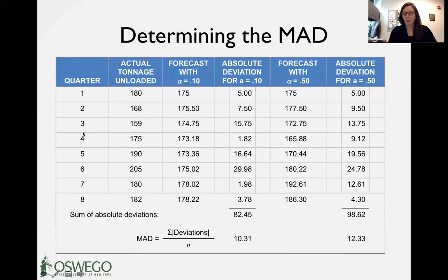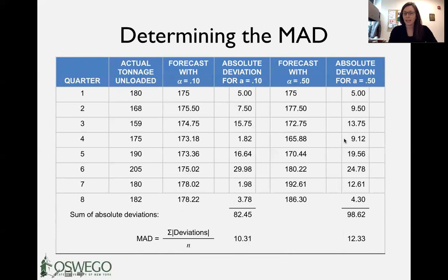To do that, again, to calculate the MAD, we take that actual demand, we compare it to our forecast here, the absolute. We're going to take the absolute. We don't care if it was above or below. All we care is how far off of that forecast was it. So we would take the absolute deviation, or the absolute value of the difference between these 2, add those all up and average them, and that's going to give us a MAD of 10.31 for an alpha of 0.1 and 12.33 for an alpha of 0.5.